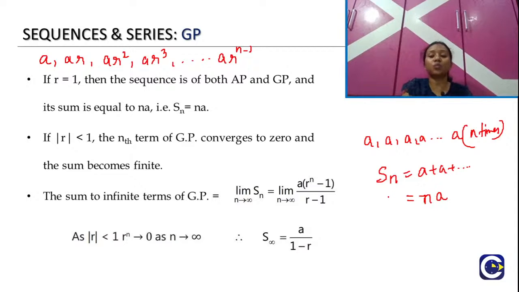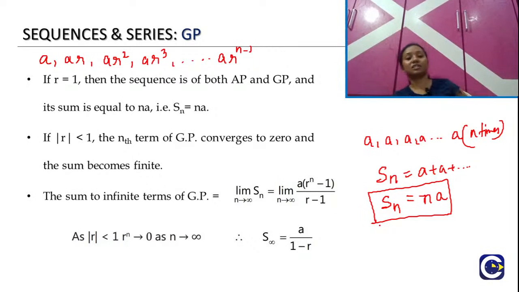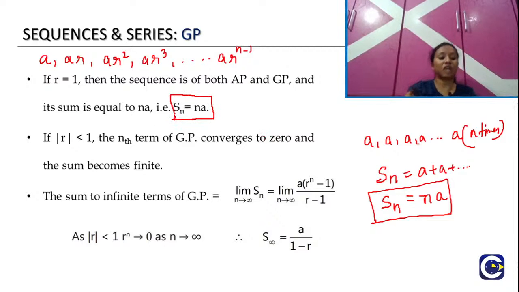That means when the common ratio, that is the r value, becomes equal to 1, then directly we can say that the sum of the first n terms of the geometric progression will be equal to n into a. The same condition applies in our arithmetic progression where the common difference becomes 0. When the common difference becomes 0, the sequence will have the same term repeating. There also the sum of terms will become equal to n into a.